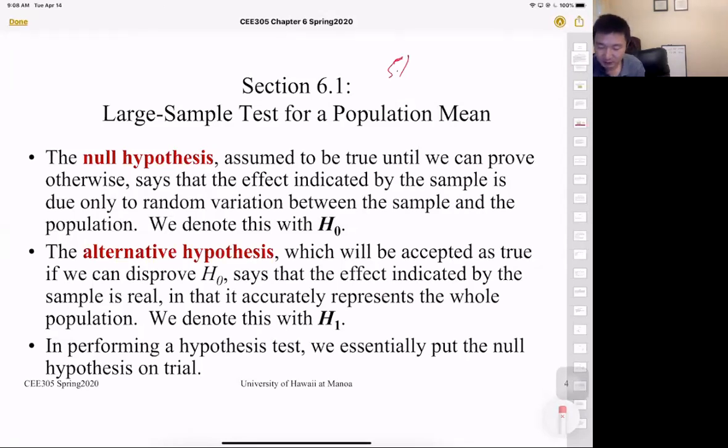The first one is called the null hypothesis. Okay. Another name for that is H0. Okay. So what is the null hypothesis? It is assumed to be true until we can prove otherwise. That says the effect indicated by the sample is due only to random variation between the sample and the population. Okay, so in other words, H0 means the sample does not reflect population information.